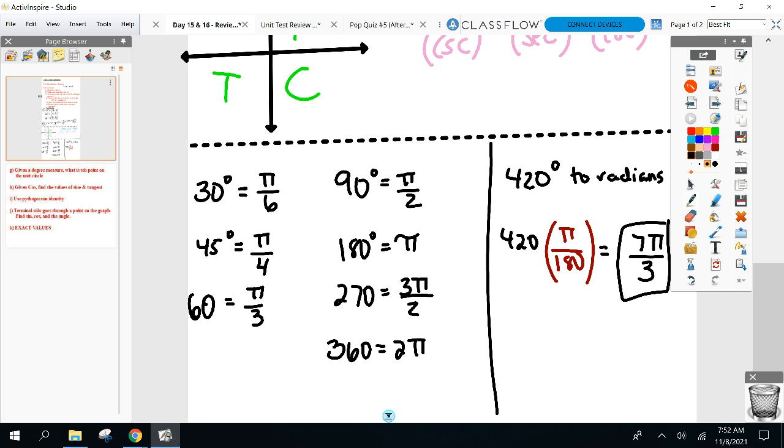And that makes sense. If I look at this real quick, that makes sense. Ready? Pi over 3, what did we just talk about? Pi over 3. 60 times 7, 420. All right.